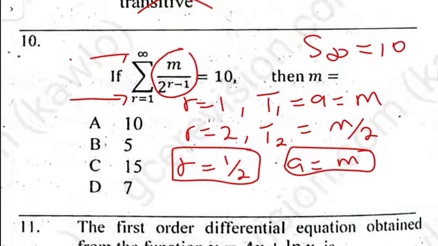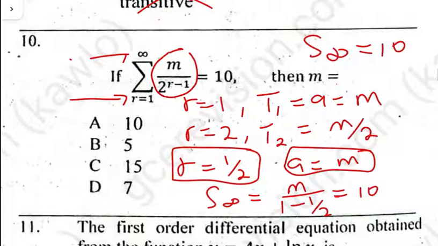So how do we get our sum to infinity? Our sum to infinity will be equal to a, that is m, over 1 minus r, that is 1 minus a half, and that value, they say, is 10. So from here, what does this imply? When we solve, we see that m is equal to 5. So m equals 5.